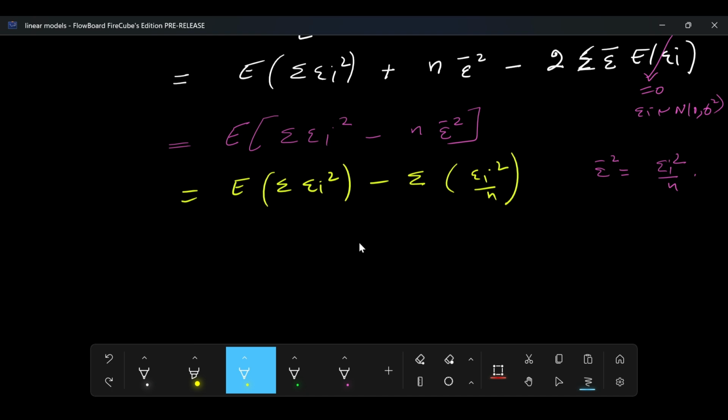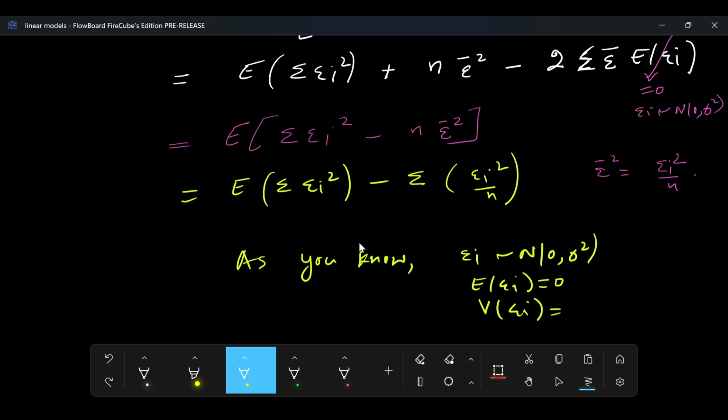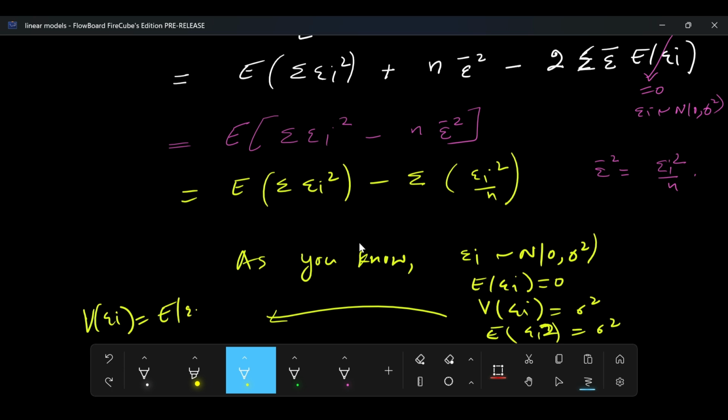As you know, εi follows normal(0, sigma square). So expectation of εi is equal to 0, variance of εi is equal to sigma square. Then expectation of εi square will be sigma square as it is. Why? Because variance of εi is equal to expectation of εi square minus expectation of εi whole square. This is equal to 0. So variance of εi is expectation of εi square. So this is sigma square and this is also sigma square. Clear?